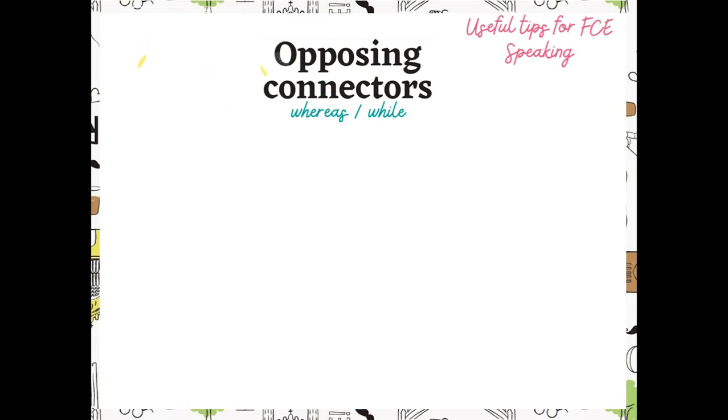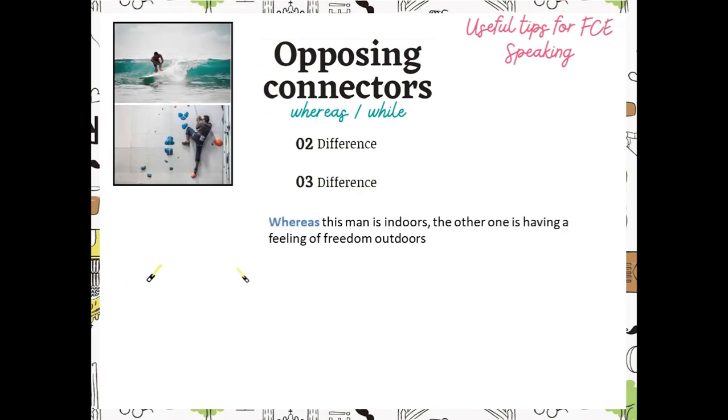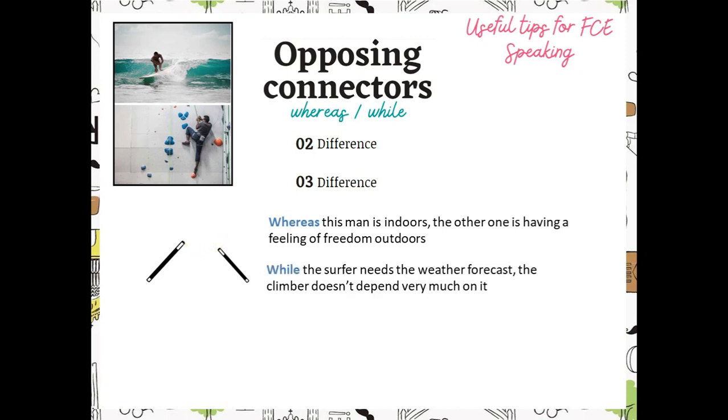Okay, so they both have pets, but one is a cat and the other one is a dog. Or they both have cars, but one is black and the other one is yellow. Okay, let's look at how we use the connectors. Whereas this man is indoors, the other one is having a feeling of freedom outdoors. While the surfer needs the weather forecast, the climber doesn't depend very much on it.